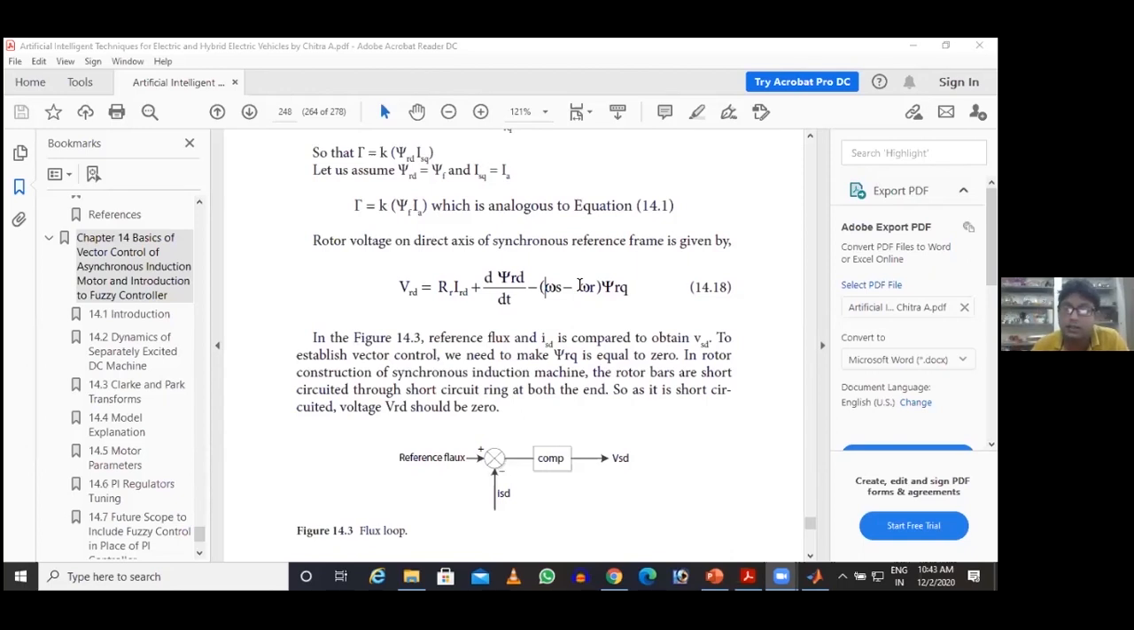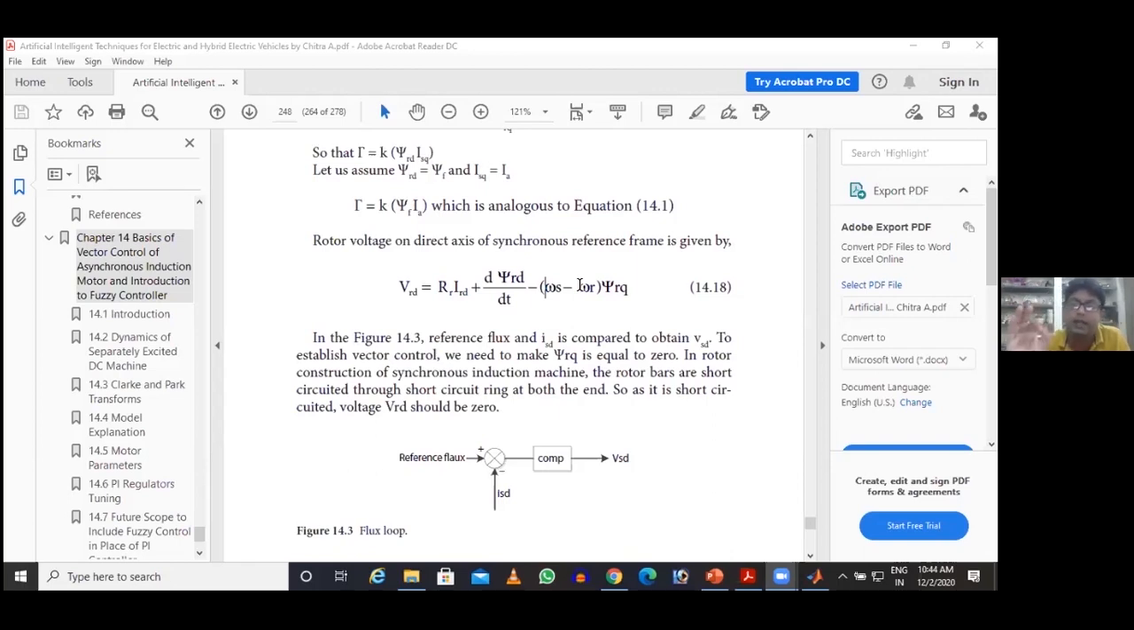That is the summation of two components, two fluxes. So if I want to eliminate one flux, then it will be identical to the torque equation of a separately excited DC machine. That means in the induction machine, the quadrature axis flux I need to minimize to 0, which is nothing but to align the instantaneous rotor flux with the direct axis of the synchronous rotating reference frame.